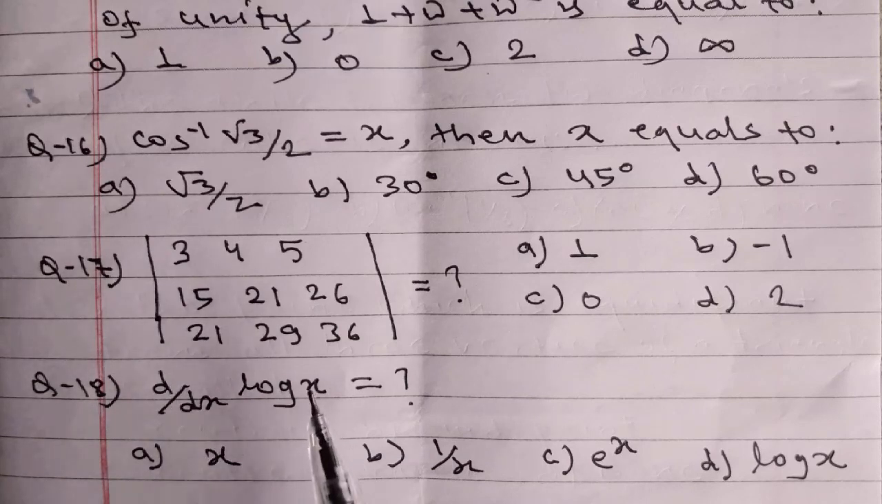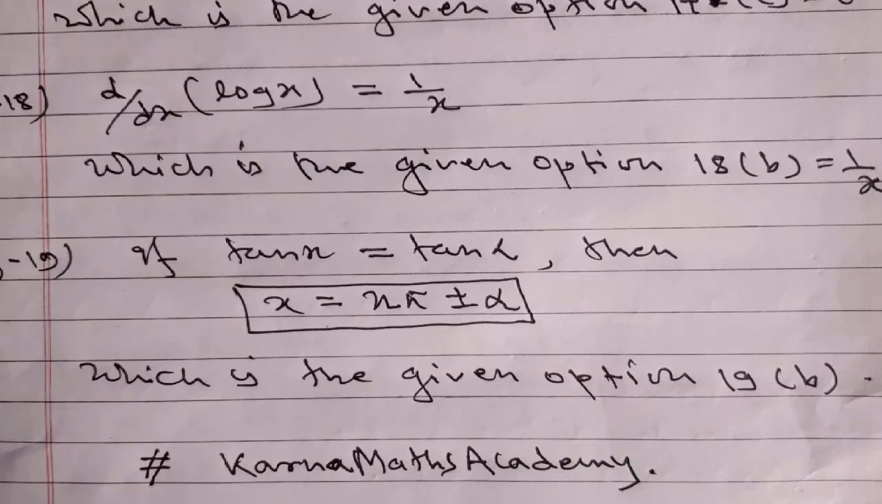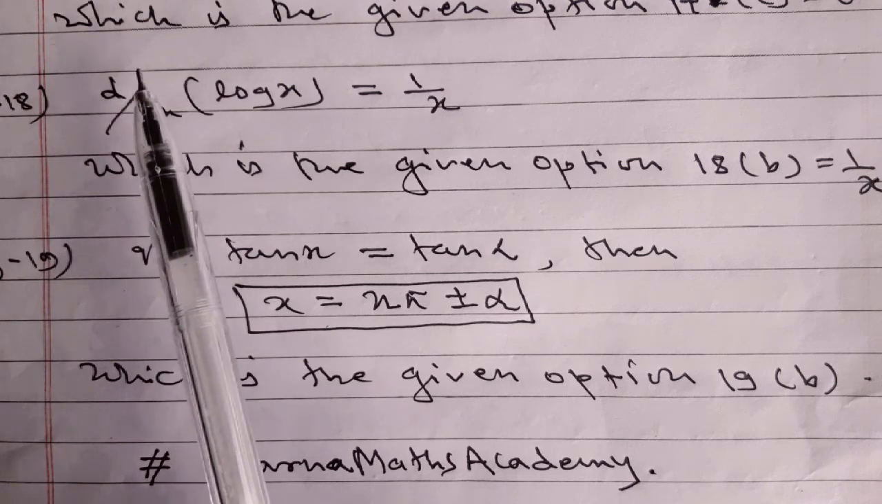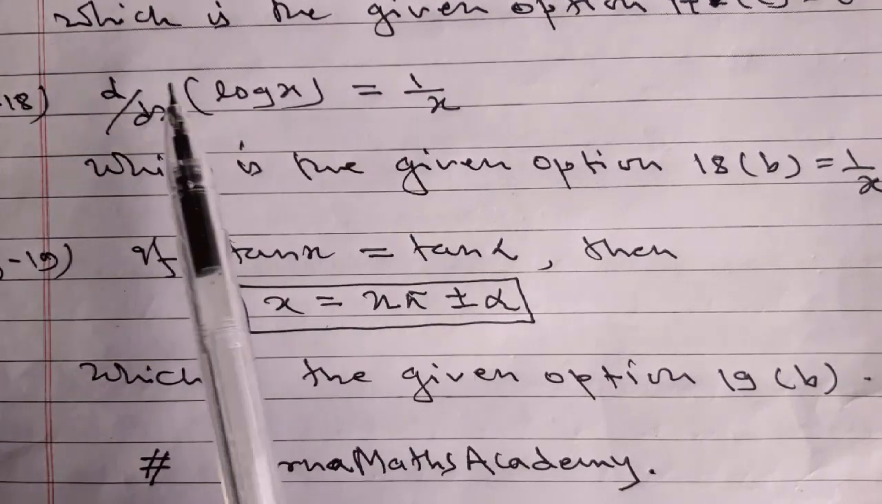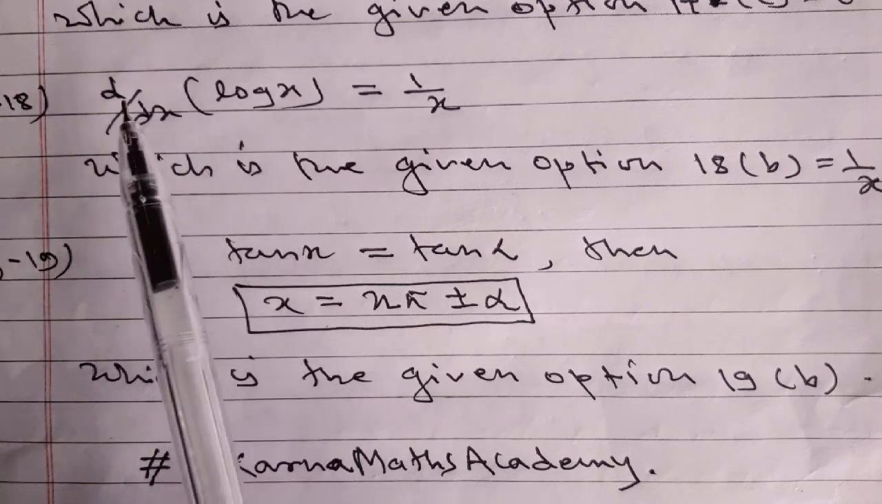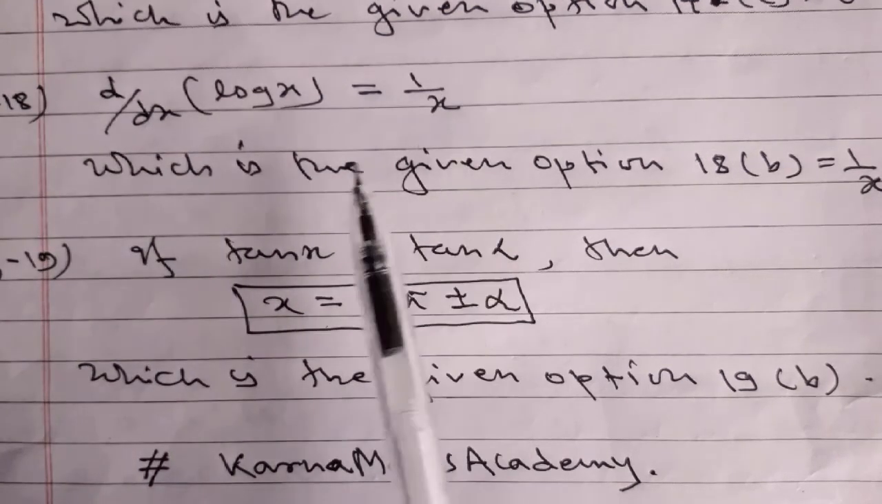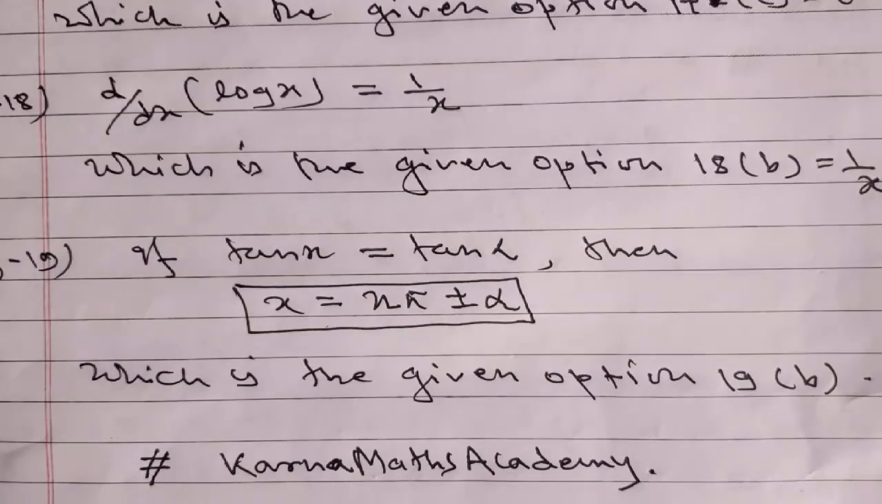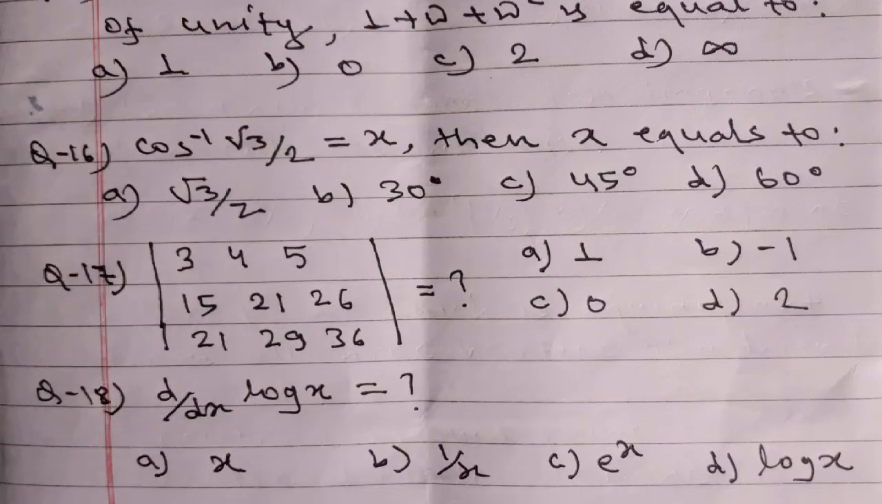d by dx of log x. That means we have to find the derivative of log x, and we are given A, B, C, D, four options. So let's go to the solution of question number 18. We have to find the derivative of log x, and according to the formula of derivative, the derivative of log x is equal to 1 by x, which is the given option 18b, 1 by x. So we have to circle 18b, which is the right option.